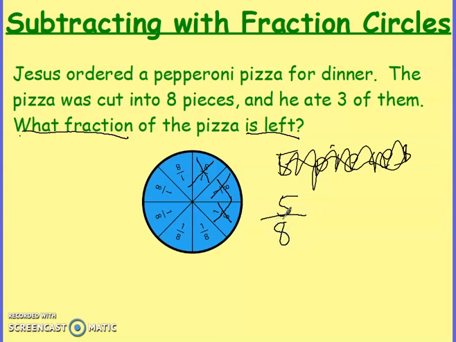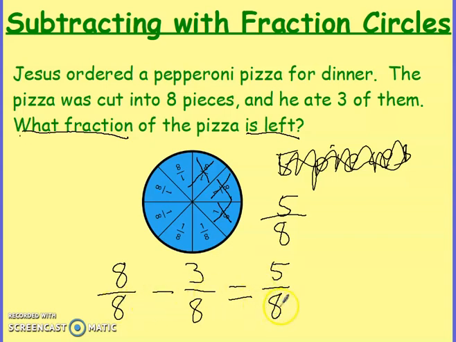Now let's think about what that would look like in an equation. What did we start with? We know eighths are our denominator here. How many eighths did we start with? 8 of them. 8/8 is the same thing as 1 whole pizza. And then we took away what? 3/8 of the pizza is what he ate. So what does that equal? 8/8, our whole thing, minus 3/8 equals 5/8, because our denominators stay the same, and 8 minus 3 is 5. So either way, 5/8 is our answer.